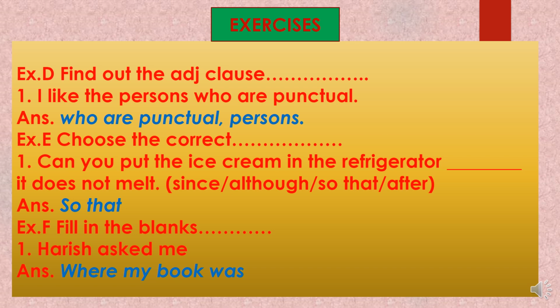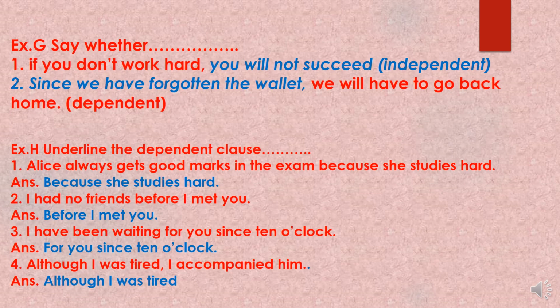So now see the exercise G. Say whether the clause in italics is a dependent or independent clause. I have already told you what dependent and independent clauses are. Independent clauses can act as a sentence alone, whereas dependent clauses cannot. Dependent clauses are dependent upon the rest of the sentence.